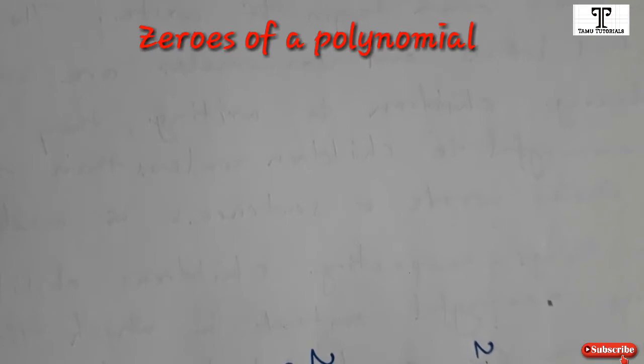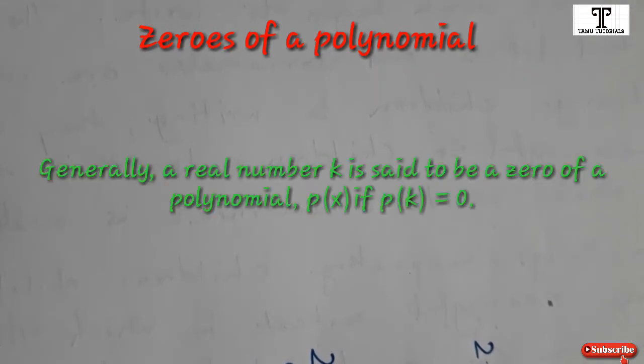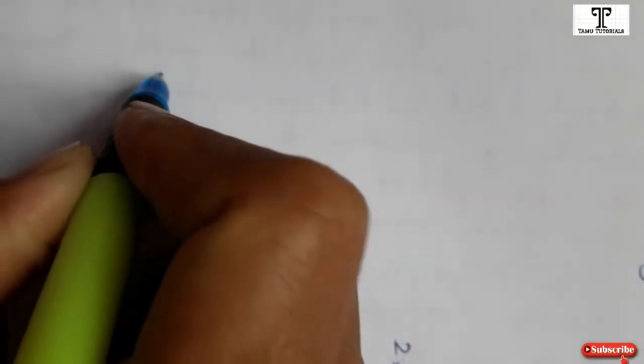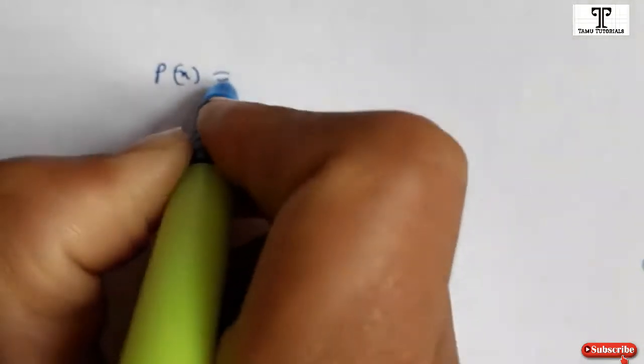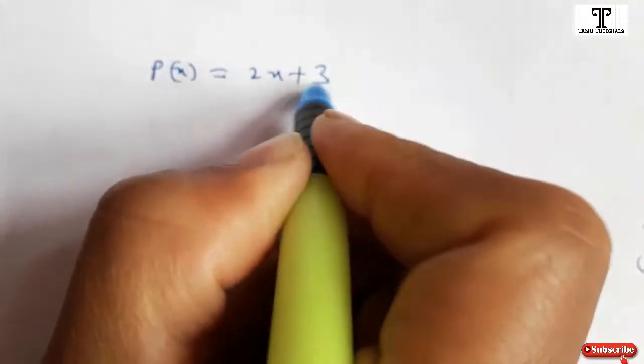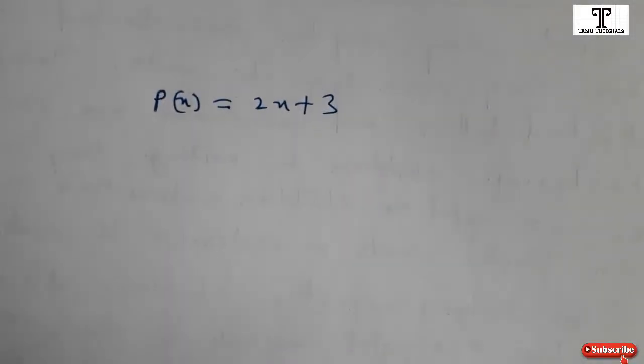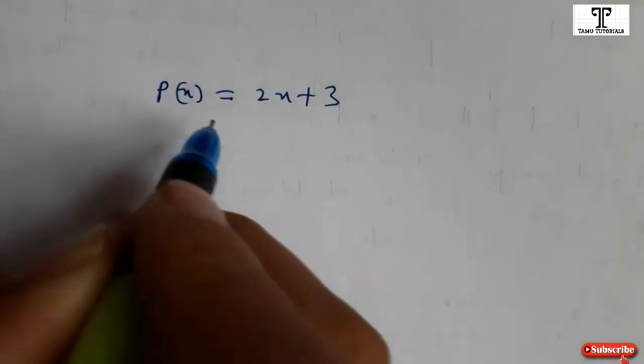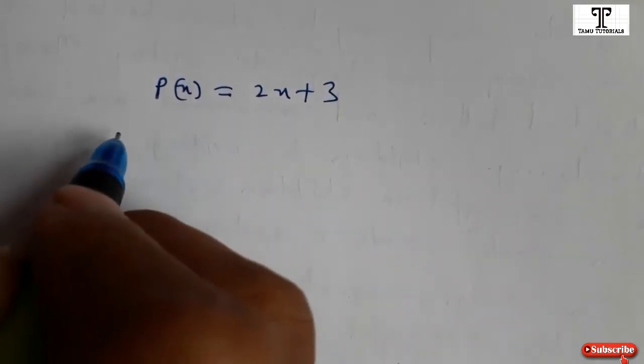Okay, next concept is zero of a polynomial. Generally, a real number k is said to be a zero of polynomial p(x) if p(k) is equal to 0. For example, I show you an example. For the polynomial p(x) equal to 2x plus 3, let us find the zero of this polynomial.